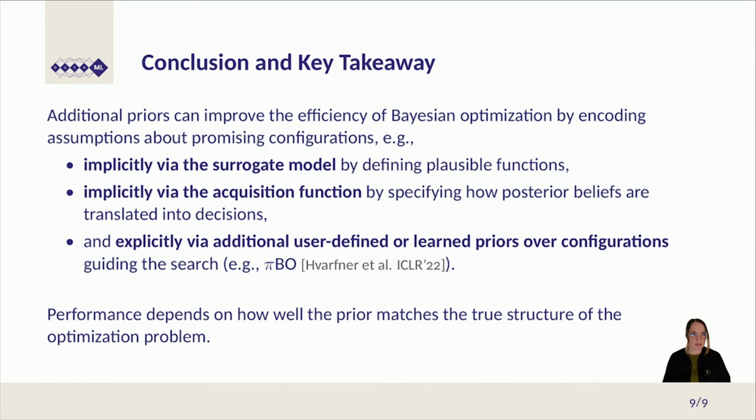The key conclusion and takeaways for this is that additional priors can improve the efficiency of Bayesian optimization by encoding assumptions over promising configurations, especially in the early stages where we have no evidence yet. We can do this implicitly by selecting surrogate models or hyperparameters that match our assumptions about how our objective function would look like, so what is plausible, or about the acquisition function, so how we want to make decisions and how we want to select our next configuration. Or more explicitly, we add this additional user-defined or learned prior over configurations, such as in PiBO.